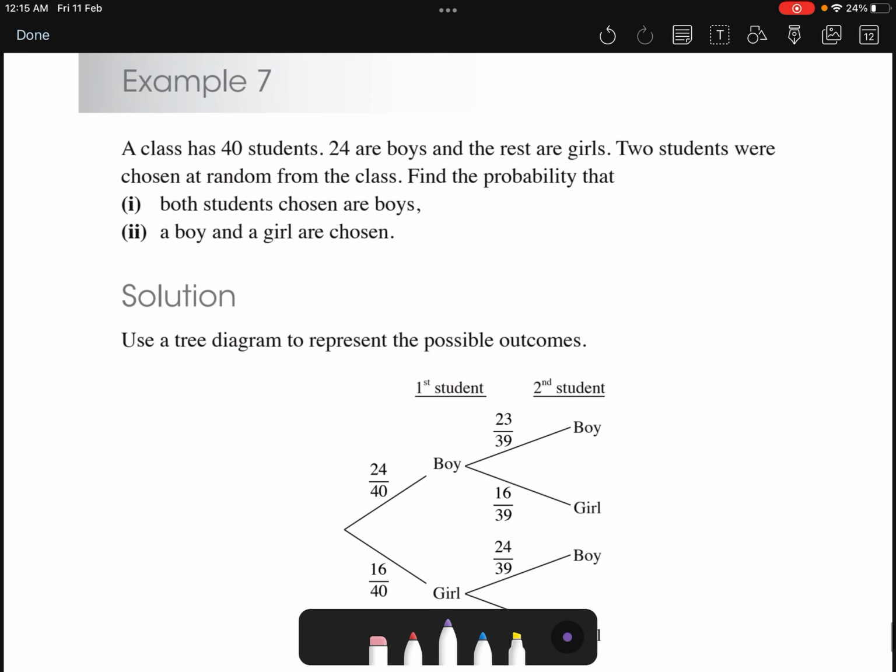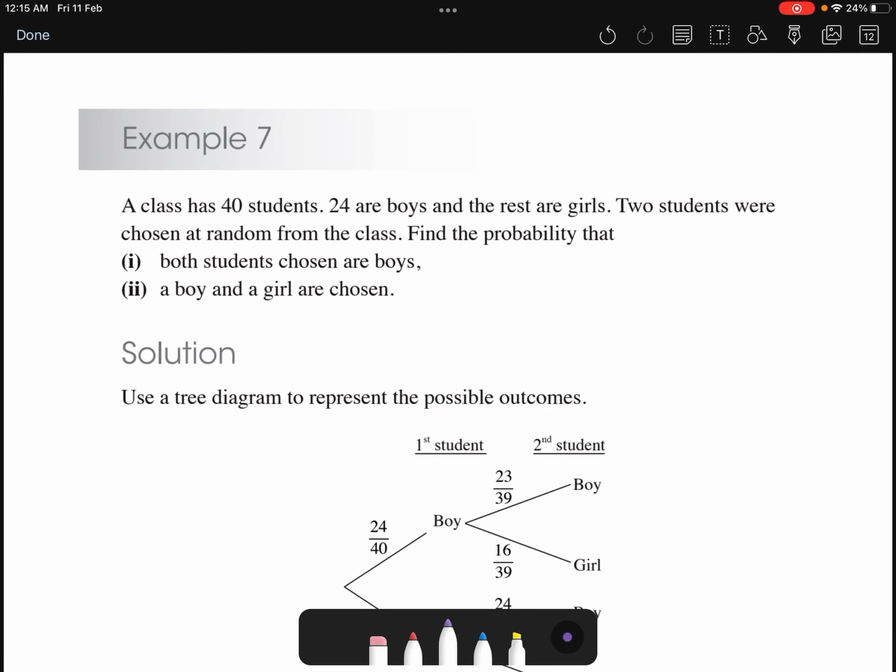Okay, so now I move on to example 7. Imagine we have a class of 40 students. 24 are boys and the rest are girls. So of course we know that there are about 16 girls lah. 2 students are chosen at random from the class. For this example, you notice that they didn't say replaced or not replaced. If they didn't mention, means that we just take it that there's no replacement. Means that I choose 1 student, I don't put back the student. So I choose 1 student, left with 39 students.